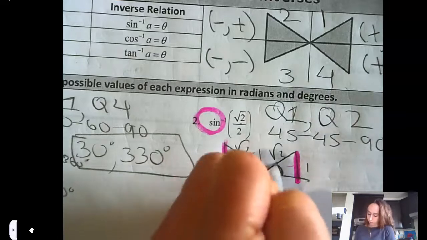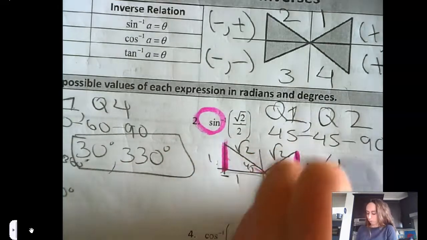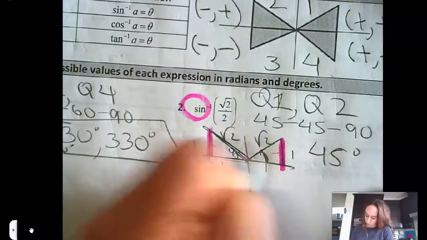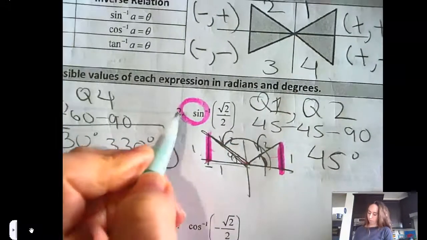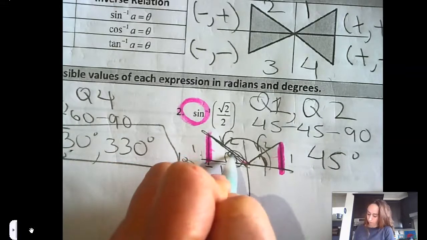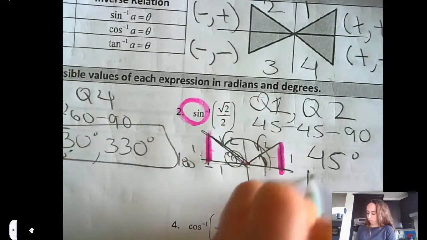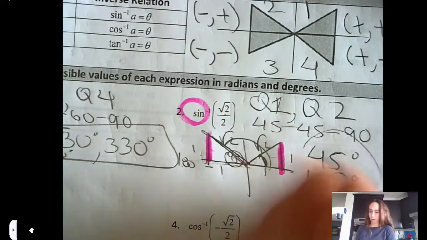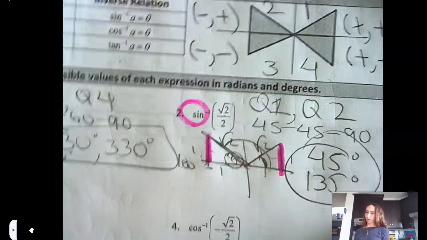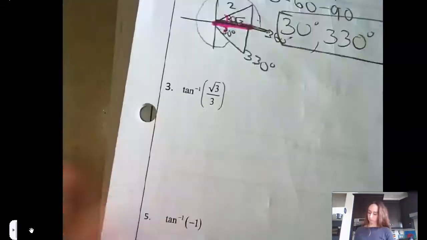So if this is 45, in quadrant 1, 45. But if this one, how am I going to figure out that one? Okay, well, this is 180, and that's 45, so 180 minus 45, 135 degrees. All right, let's go to the next one.